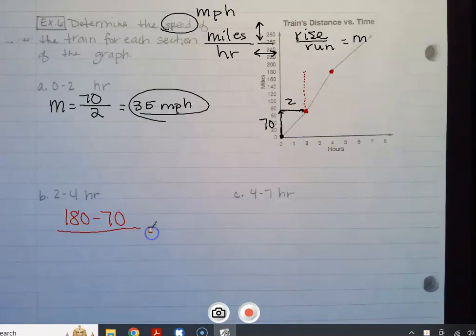But we need to subtract the 70 where we started, because that's from before. Good call. Hopefully this will help you understand why we subtract them to find the difference. It's because we're starting from this point, not from the other one. Divided by, it was 4 hours, but we'd already traveled 2 hours, so we would say 4 minus 2. So we've got 110 divided by 2 is 55 miles per hour. Good.